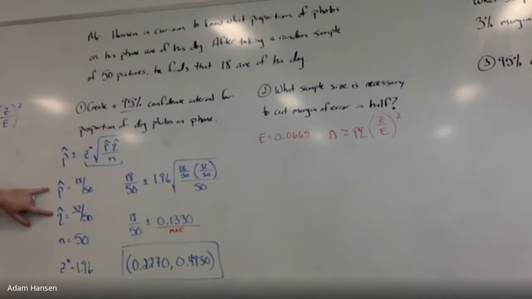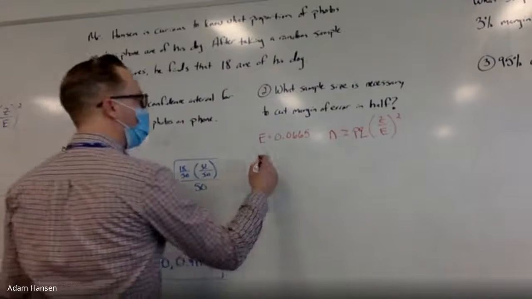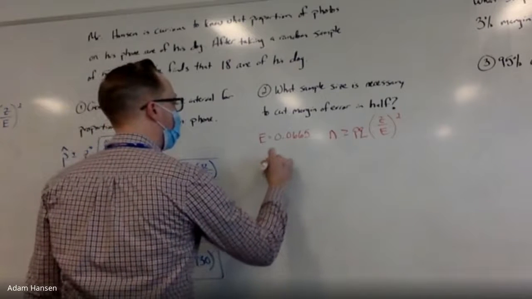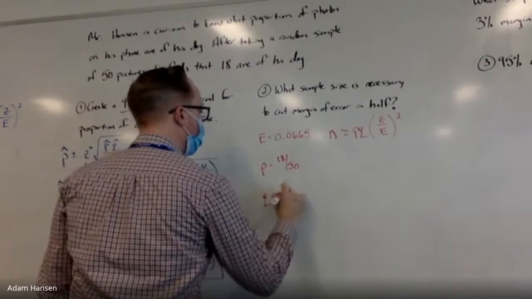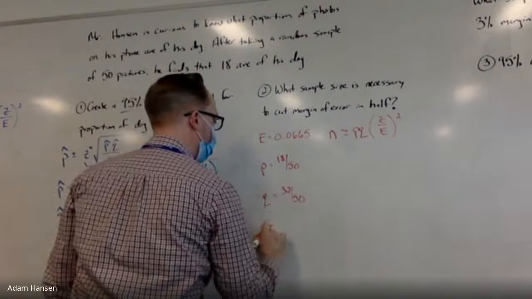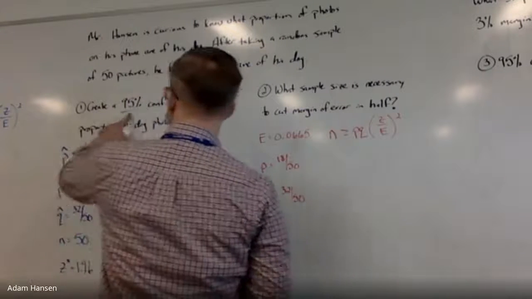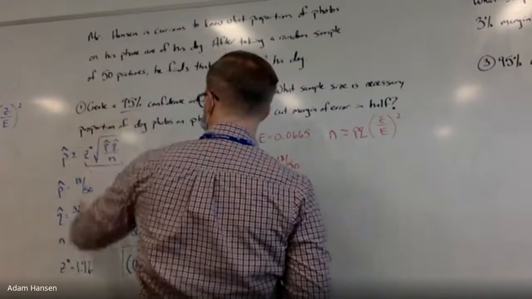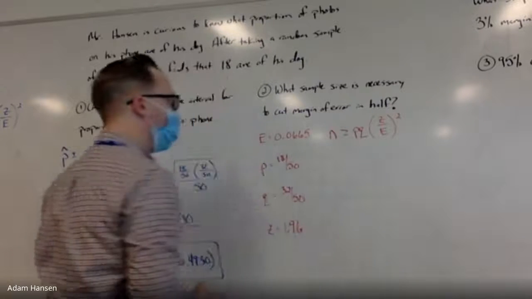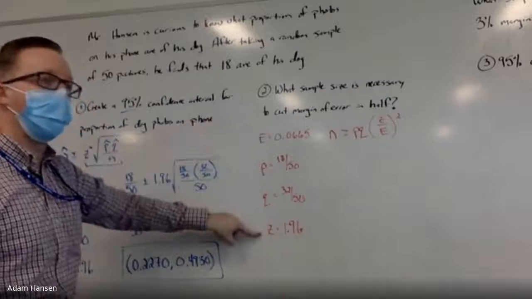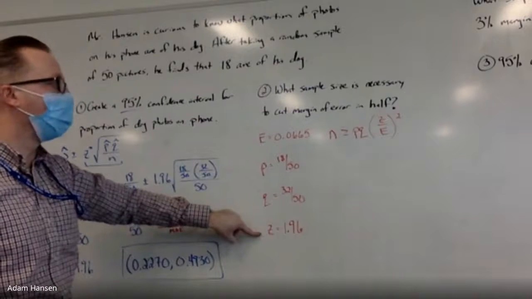I took a sample. Shouldn't it be pretty much the same over here? I have an estimate for p and q from what I did originally with my original confidence interval. P would be 18 of 50. Q would be 32 of 50. I still want to be 95% confident, so let's also use the original z-score of 1.96. Now I have everything I need to plug into the calculator.